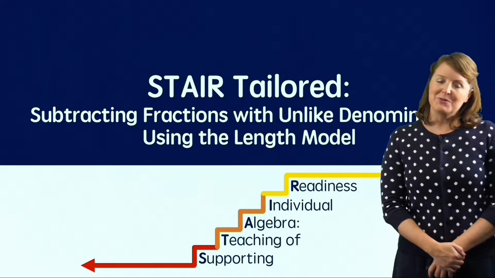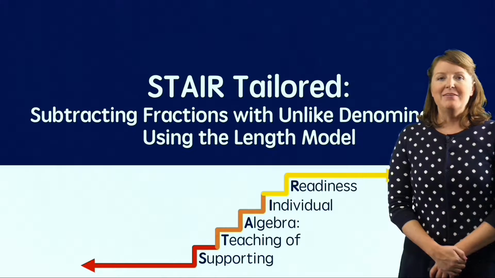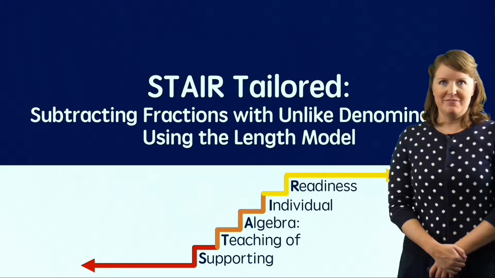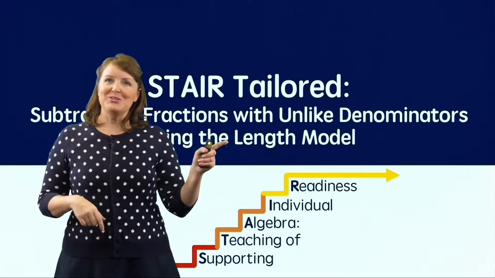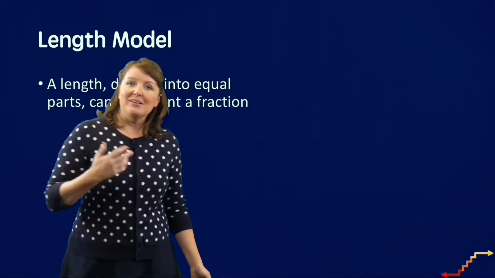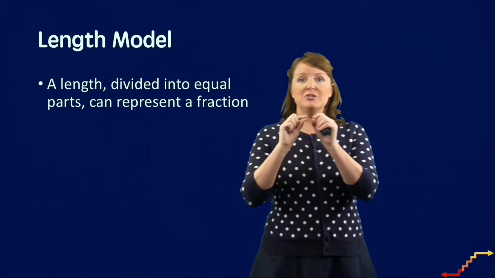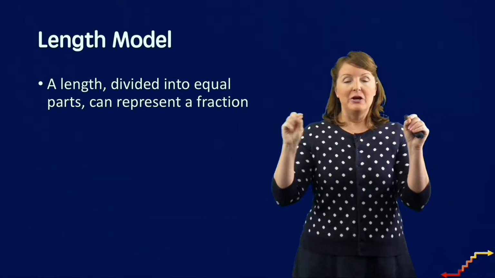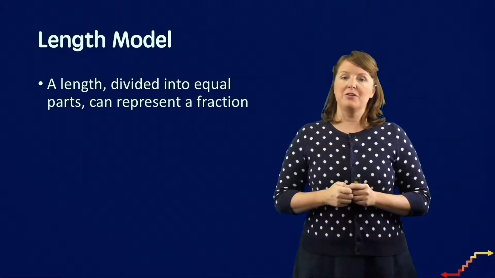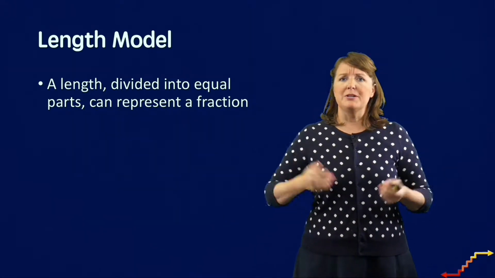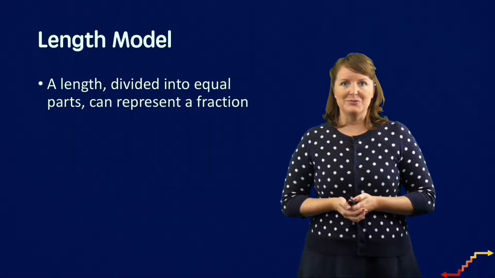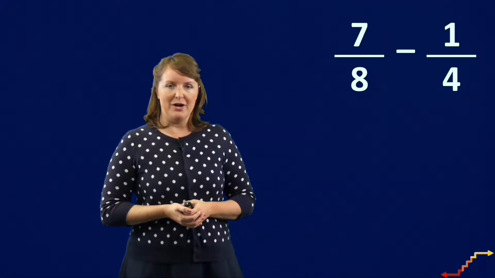I'm Sarah Powell from the University of Texas at Austin, and right now we're focusing on subtracting fractions with unlike denominators, and we are going to use the length model. Now, the length model of fractions means that we can show fractions according to their length. So the model that we're going to use today are the fraction tiles. You can also show this on number lines, and the Cuisenaire rods are also a very good length model to use. And we're going to solve this problem right here, 7/8 minus 1/4.